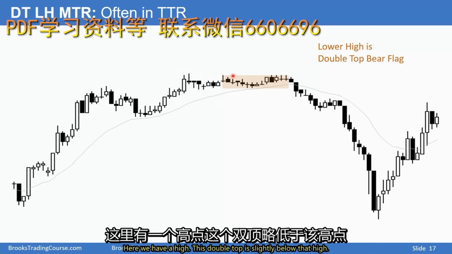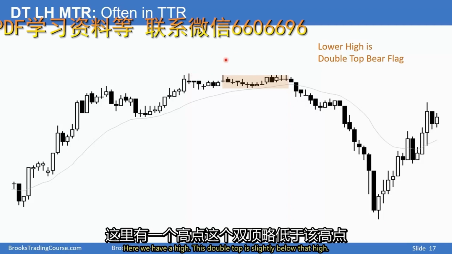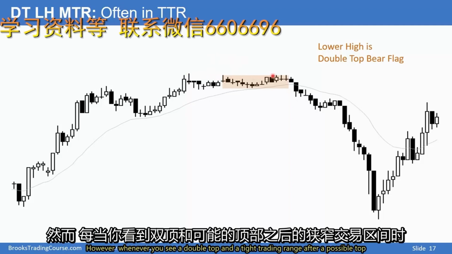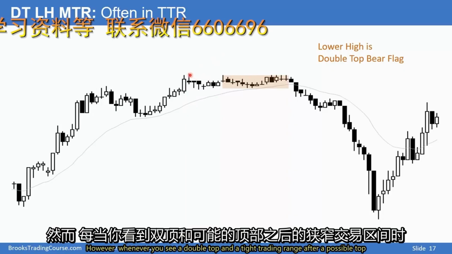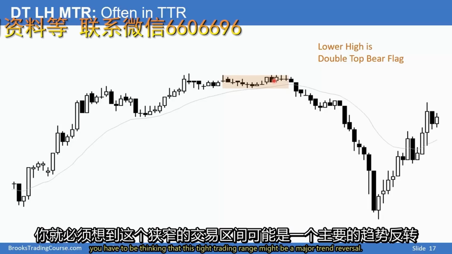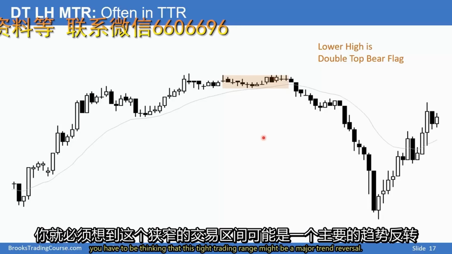Here, we have a high. This double top is slightly below that high. It could be slightly above. It could be exactly at that high. However, whenever you see a double top in a tight trading range after a possible top, you have to be thinking that this tight trading range might be a major trend reversal.